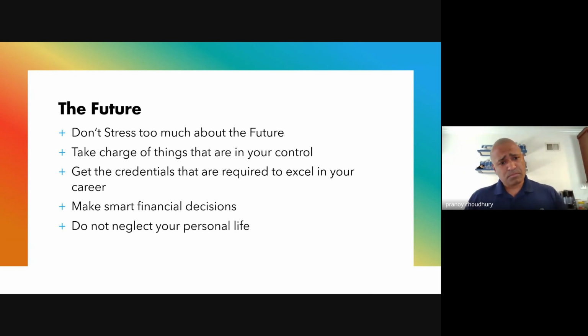Very important. When you start your job, get the credentials that you want to get to excel in your career, a certification, your licensure, whatever you want to do. Make smart financial decisions. You know, you don't want to live eating Maggi every night or ramen noodles, but you want to enjoy it, but you also don't want to go out and take a whole lot of debt. It's very easy here to buy things on credit. So make financial decisions, keep some money in reserve. You will need it.